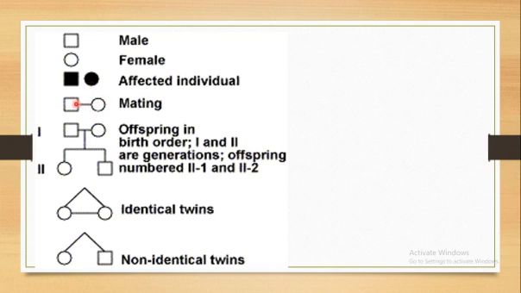Then the line joining them will represent mating here. Then the vertical line arising from the horizontal line joining two individuals will represent the line of descent and the offspring. Roman numbers indicate the generations. Then if it is identical twins, the line of descent will arise from a point where a horizontal line joins the two individuals, and if there is no line in between, it will represent non-identical twins.